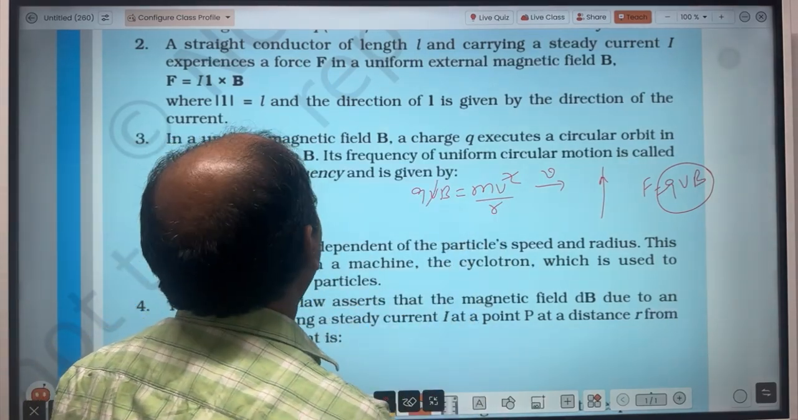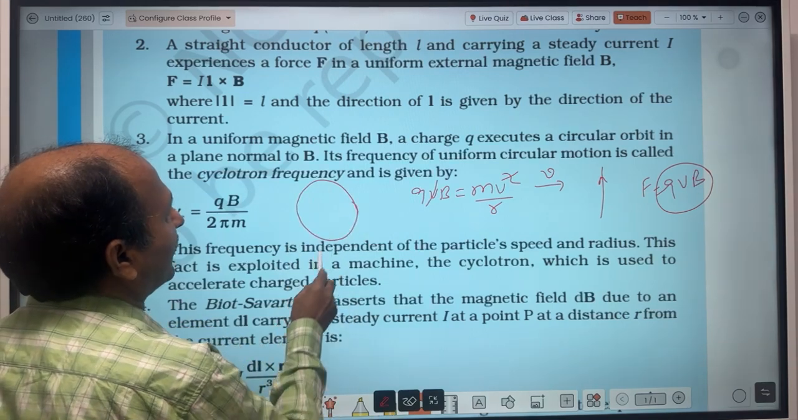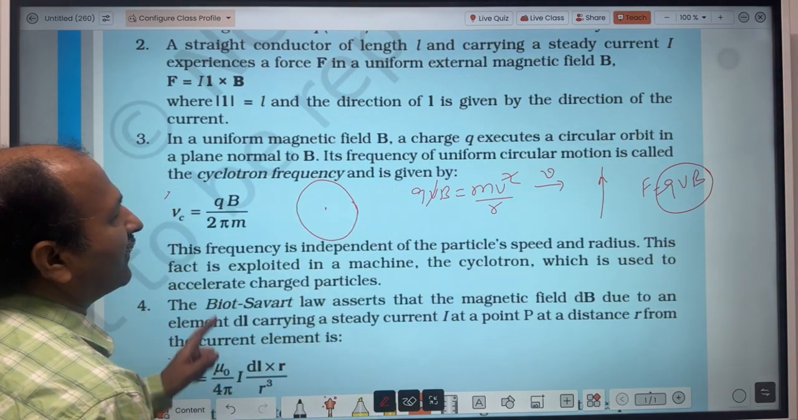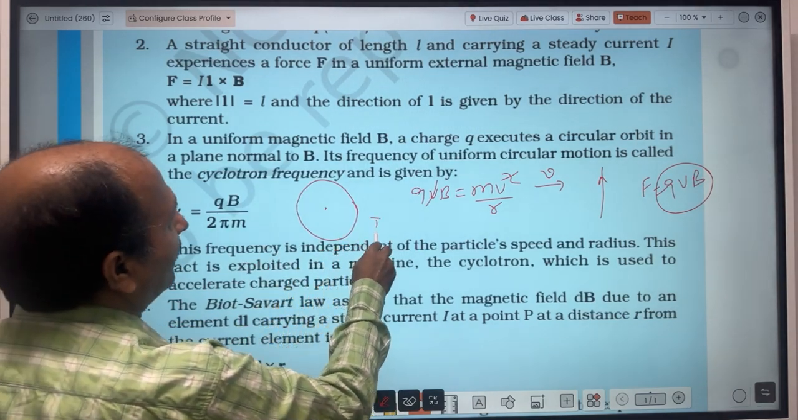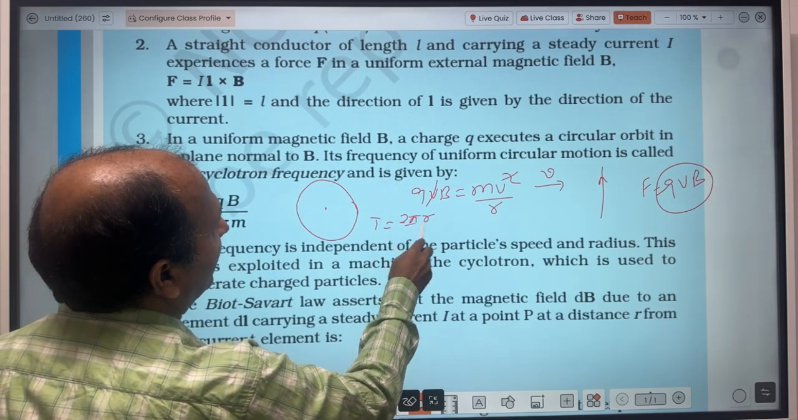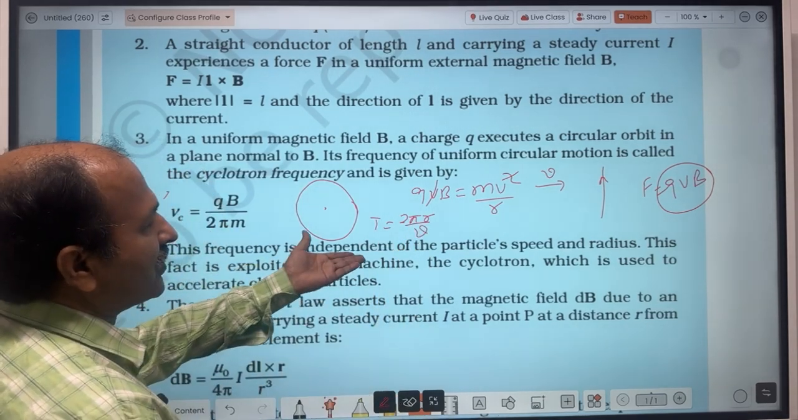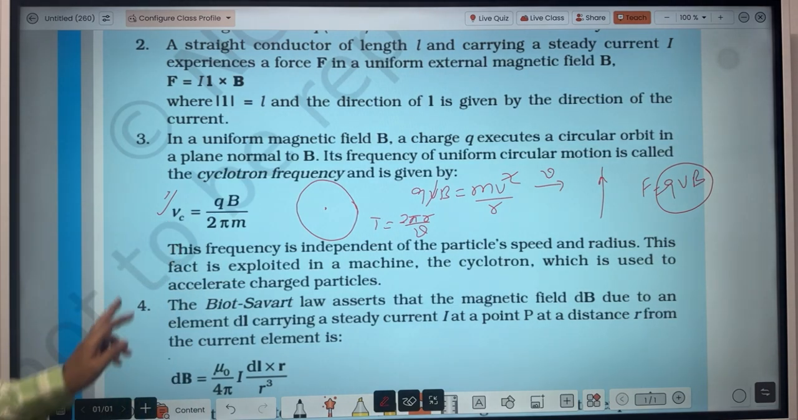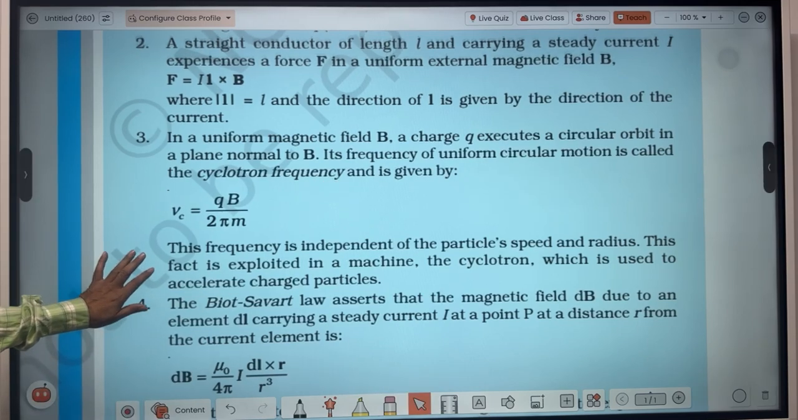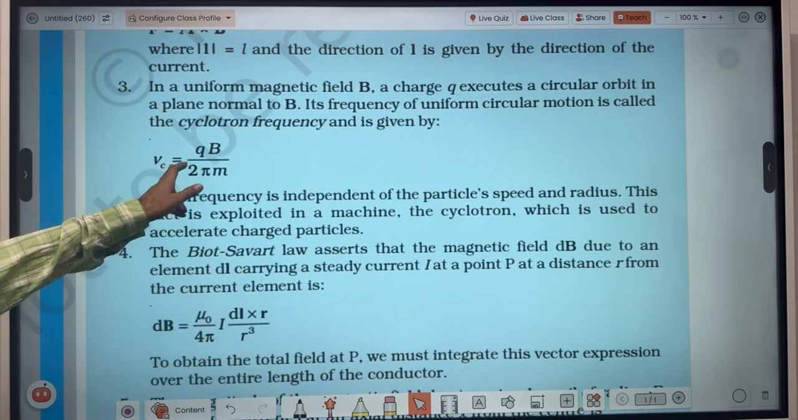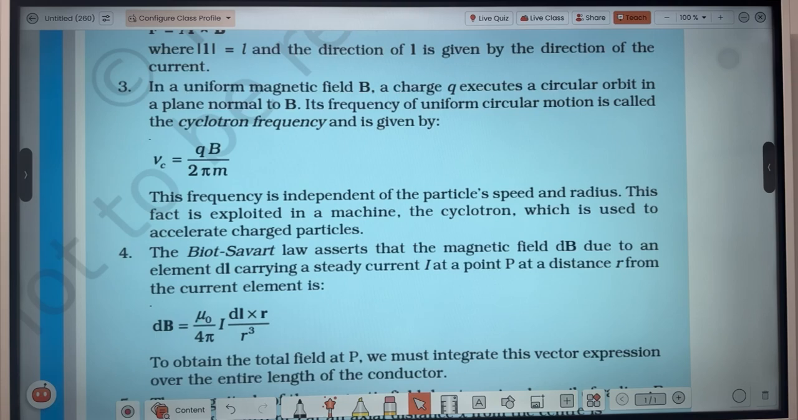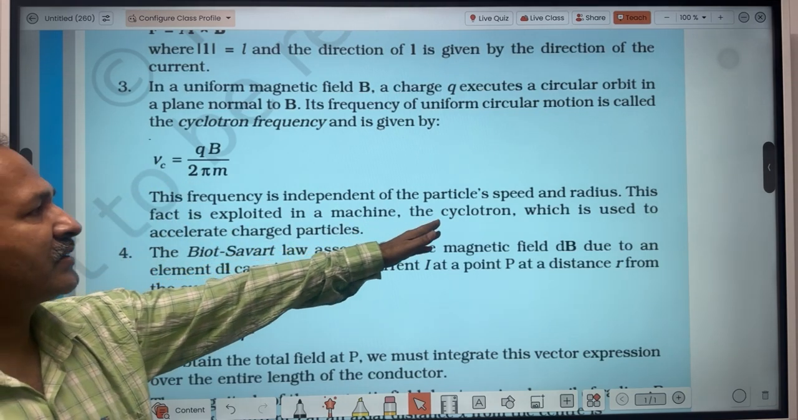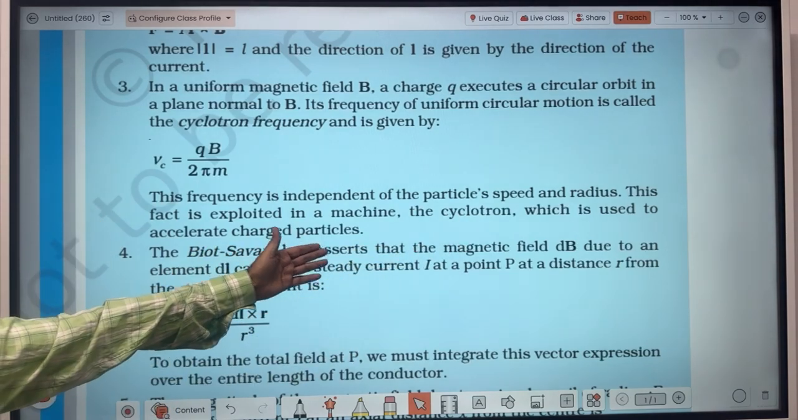Since we want to find the frequency, what should we do? We can find the time period. Time period will be equal to 2 pi r divided by v, and just invert it to get the frequency. That is written here, this is nu C, cyclotron frequency in circular motion, right? So what do you observe? Does it depend on radius? No, the radius term is not involved. This fact is explained in a machine like the cyclotron, which is used to accelerate charged particles.